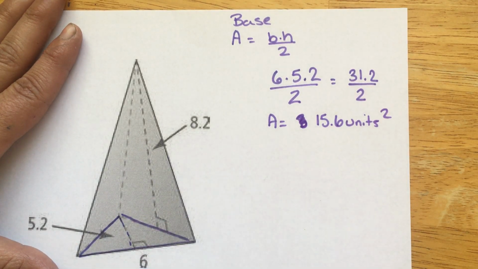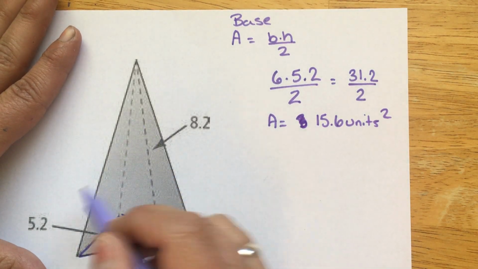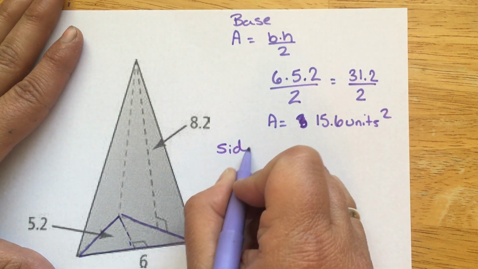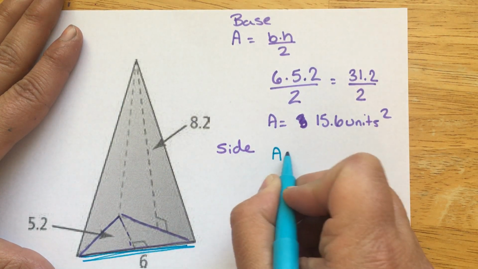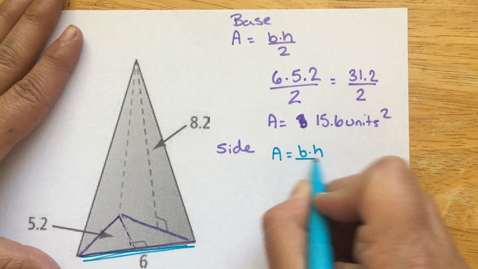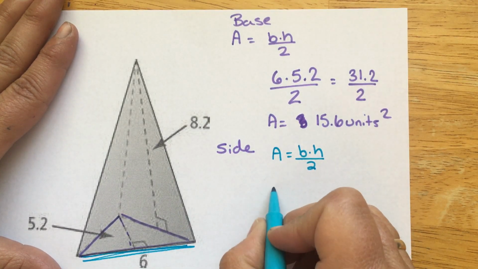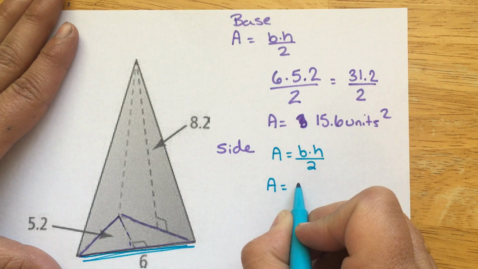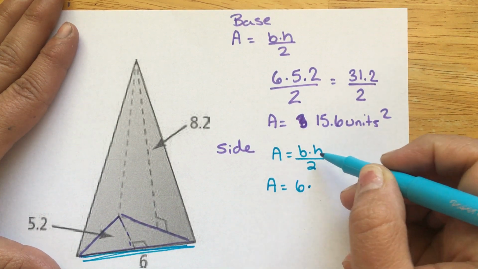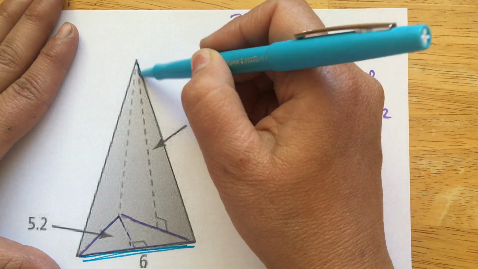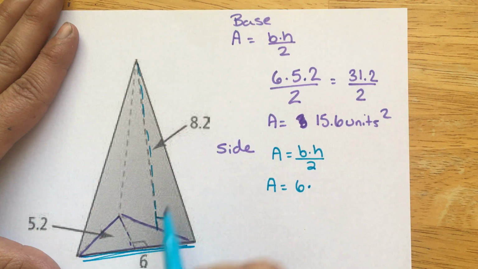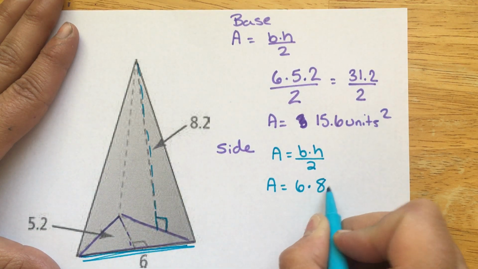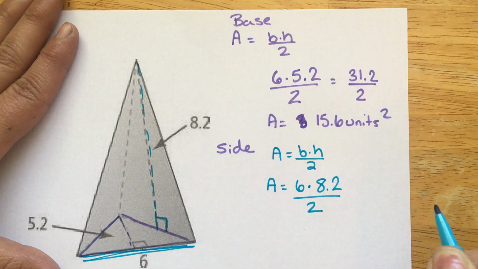Okay, that's just the base. That's not the side. So now I have to work on the side, right? So now I'm thinking about, well, I'm going to have the same base, right, as 6. So when I plug in my formula, area is equal to the base times the height divided by 2, I'm going to do the plugins. Area is equal to 6 times, and the height for the side is this one right here, because you'll notice it intersects with the base there, and that is 8.2, and I'm going to divide that by 2.